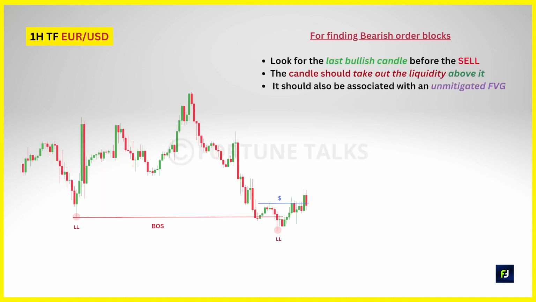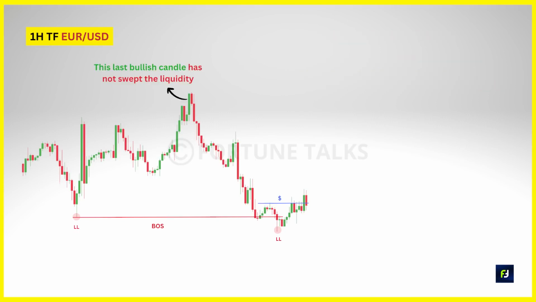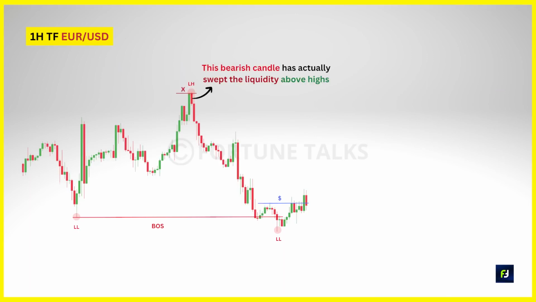By definition, a bearish order block is the last buying candle before the sell. In addition to this, it needs to sweep the liquidity above the minor highs and it should also be associated with an imbalance. Now this is the last buying candle, but it has not swept the liquidity. It was this bearish candle that has actually taken out the liquidity above the previous minor high. There is also an imbalance between the first red candle and the third candle. Above all, this imbalance is unmitigated.